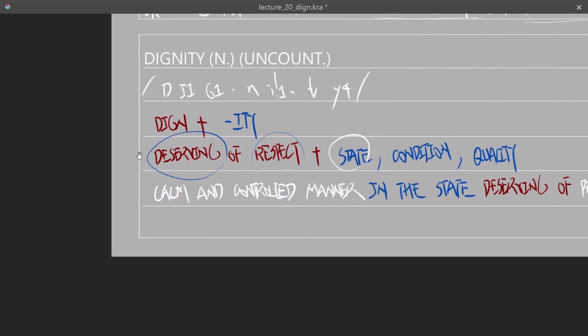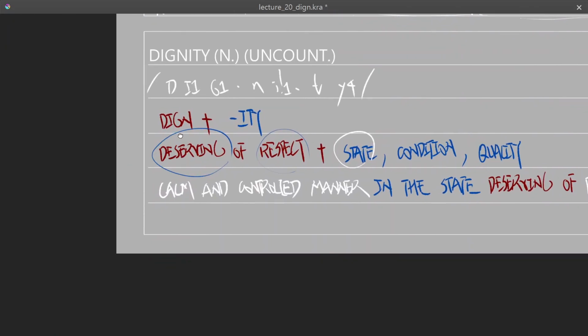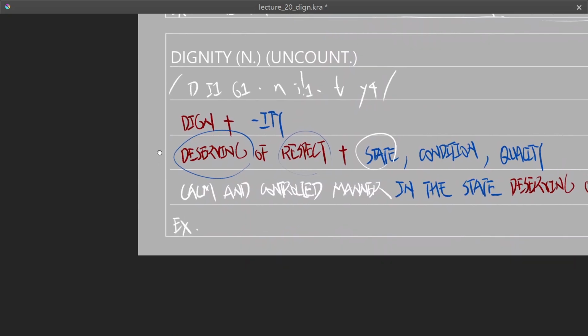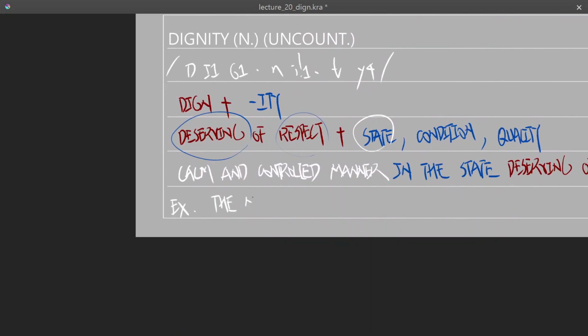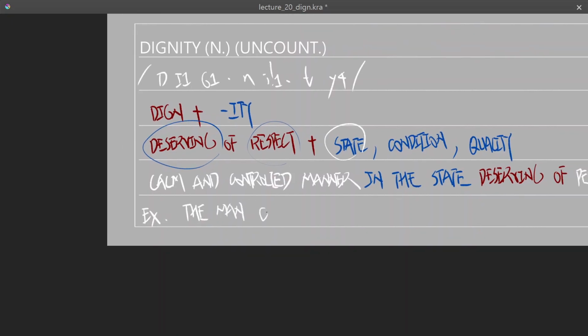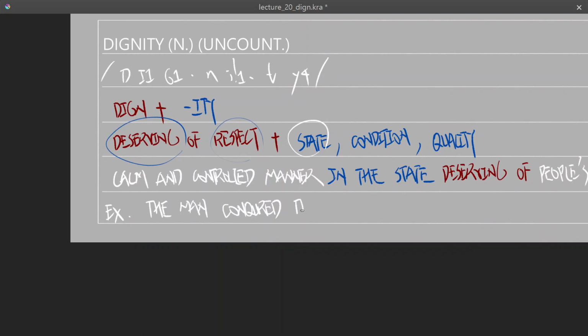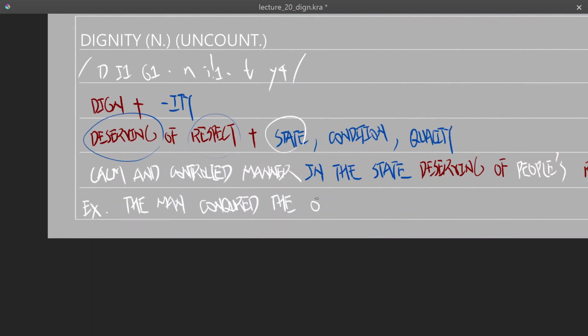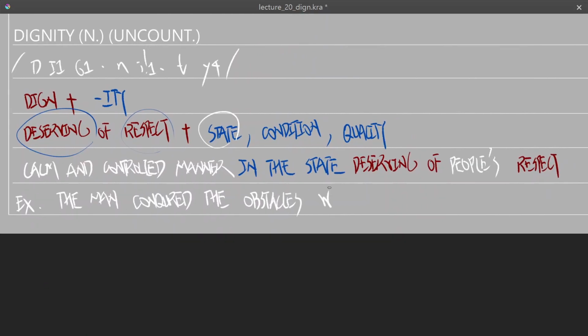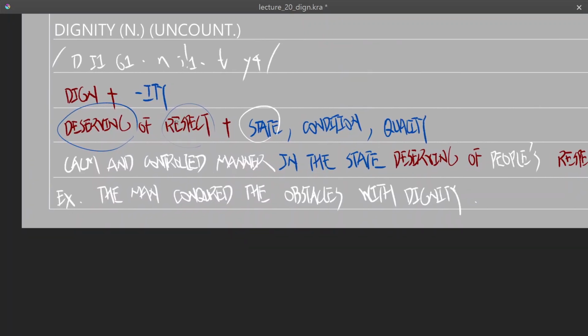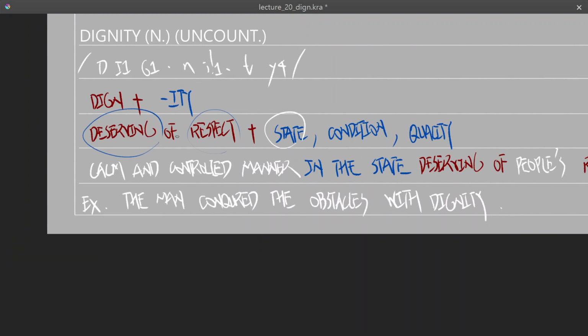So for example, we could say, the man conquered the obstacles with dignity. The man conquered obstacles with dignity.